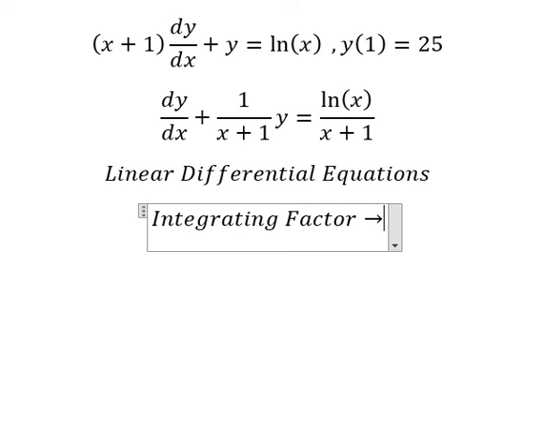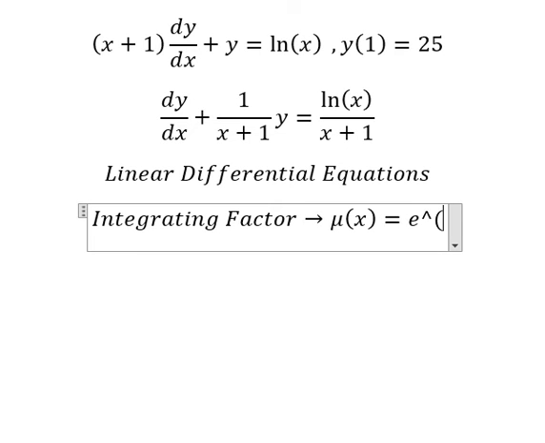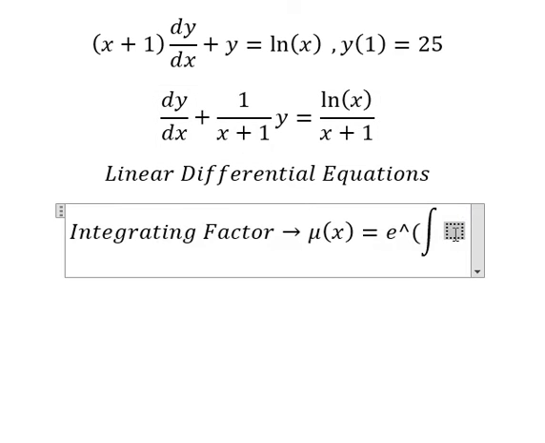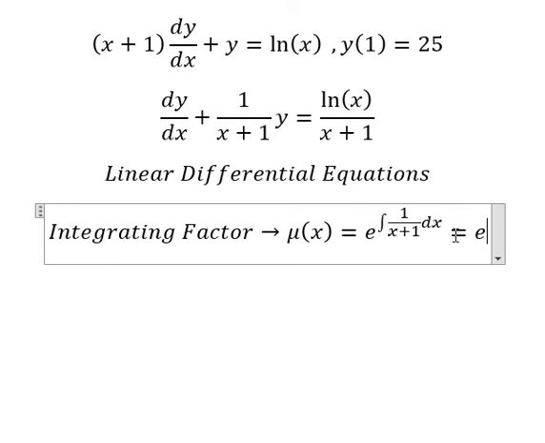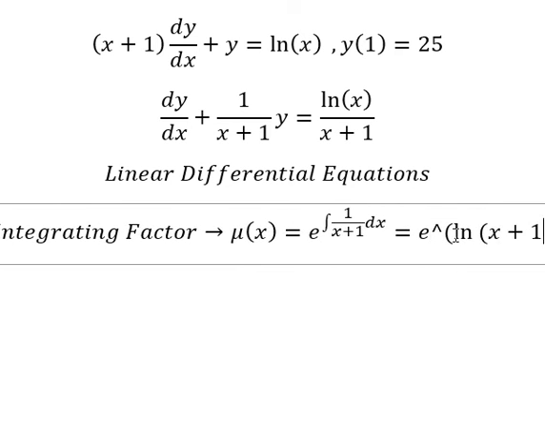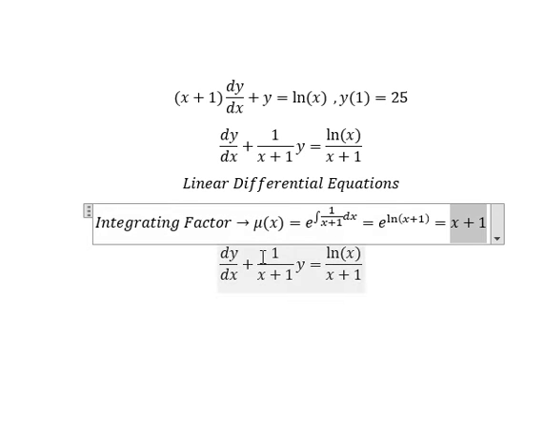So we need to find mu of x equals e to the power of the integration of positive 1 over x plus 1, next to y. This is for the integrating factor, and I will put this one here. And we have e to the power of ln of x plus 1, and now we have x plus 1. So that means we multiply both sides by this one.